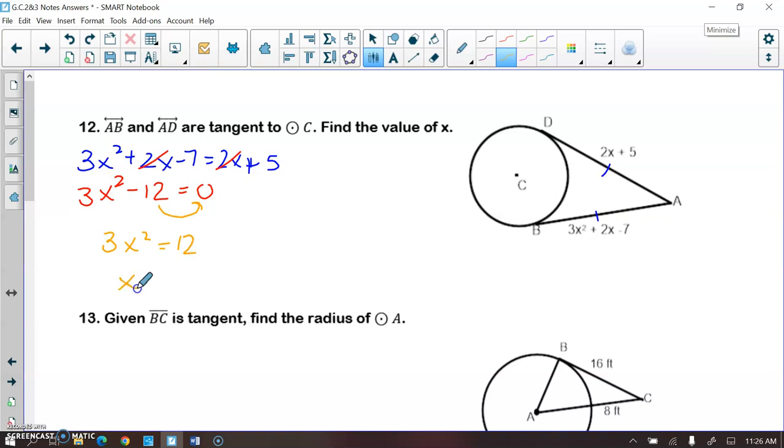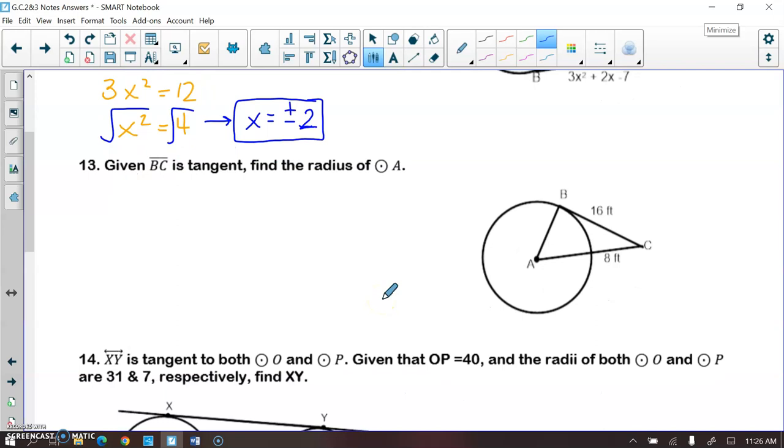I'm going to divide by 3. And I wind up with an x squared is equal to 4. And then I'm going to take the square root of both sides. And x comes out to be a positive or negative 2. Which, if I were to put positive or negative 2 back in, it actually works out for both segments. Both segments end up being positive for either positive or negative 2, so both of these answers work.